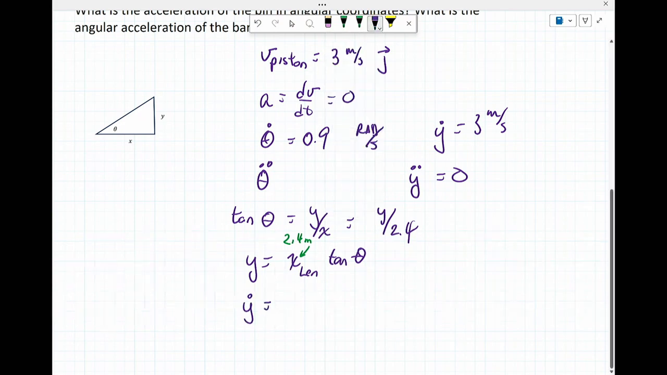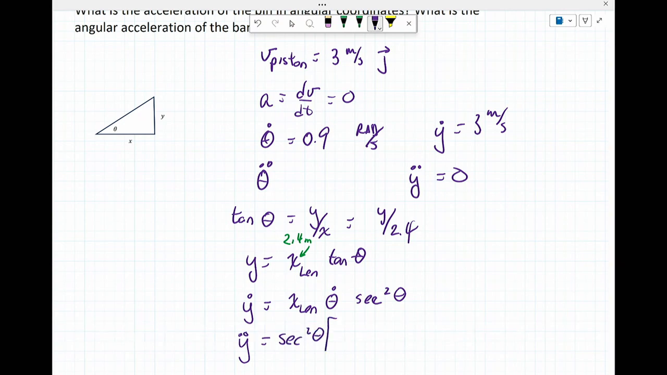No problem. y dot is equal to x_len theta dot secant squared theta. y double dot equals secant squared theta times the quantity x_len theta double dot plus twice x_len theta dot squared tan of theta. You don't have to do this on an exam. I kind of anticipate that would be a question. However, on a homework assignment, that's kind of reasonable to do.